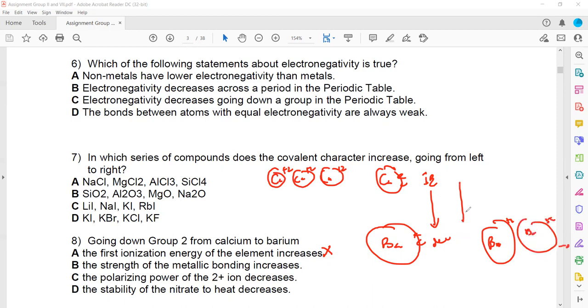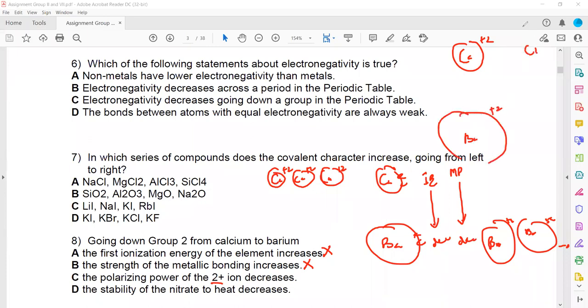So as we go down, the metallic bonding weakens, and the melting point will also decrease for metals. But here it is written increase, so that's wrong. The polarizing power of the plus 2 ion decreases. That's true because, for example, calcium is plus 2 charge but is smaller. Barium is also plus 2 charge but size is larger.